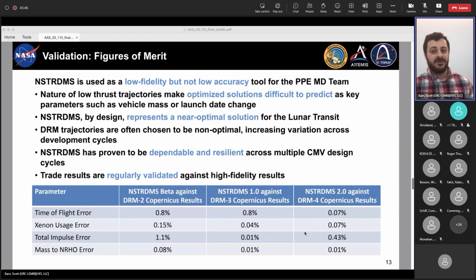But for a single design reference mission, we might generate 1,000 or more trajectories, and there might be a plus or minus 7-day delta in time of flight across all of those different possibilities. And there might be a plus or minus 2 to 3% propellant usage across all of those. So as long as the errors that we're seeing out of Nostradamus stay within that cloud of Copernicus solutions, we call that good enough and we're happy. So we try to make sure that the sensitivity of the tool is inside of the sensitivity of the solution space in Copernicus.